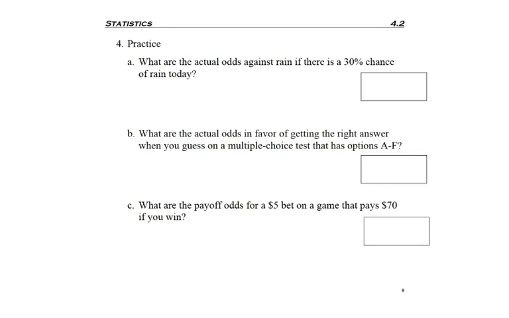So now we're going to look at some examples involving odds. So the first question, 4A, what are the actual odds against rain if there is a 30% chance of rain today? So we know what to do for odds against, but this one says 30% chance, so it throws us off a little bit. So first focus on its odds against.